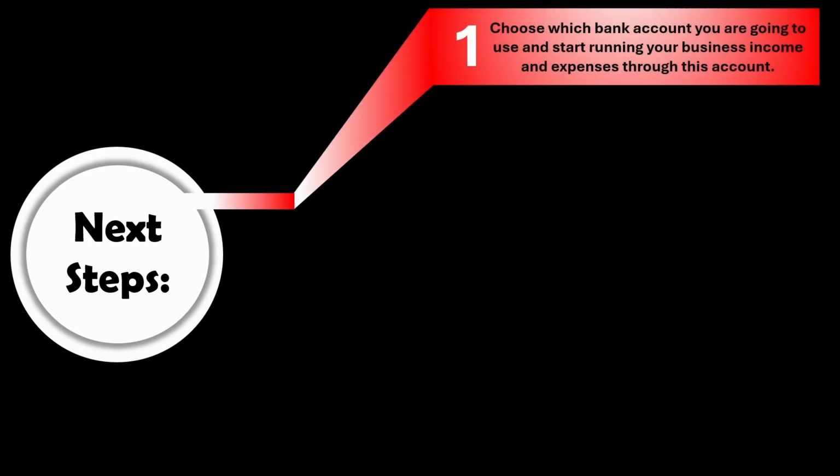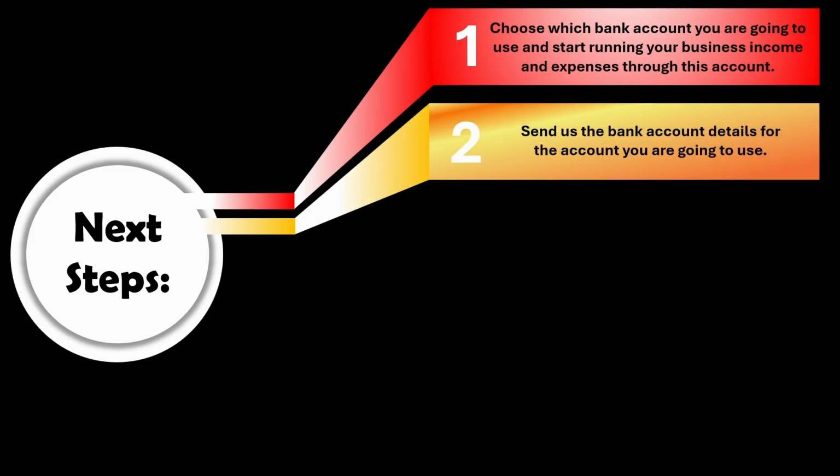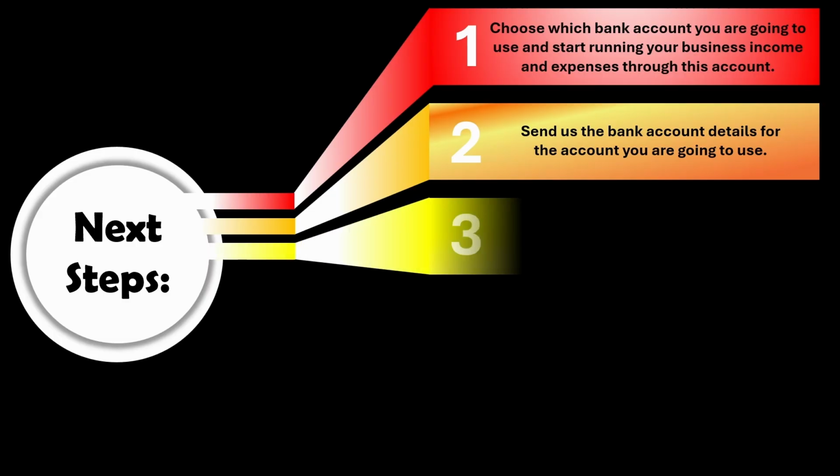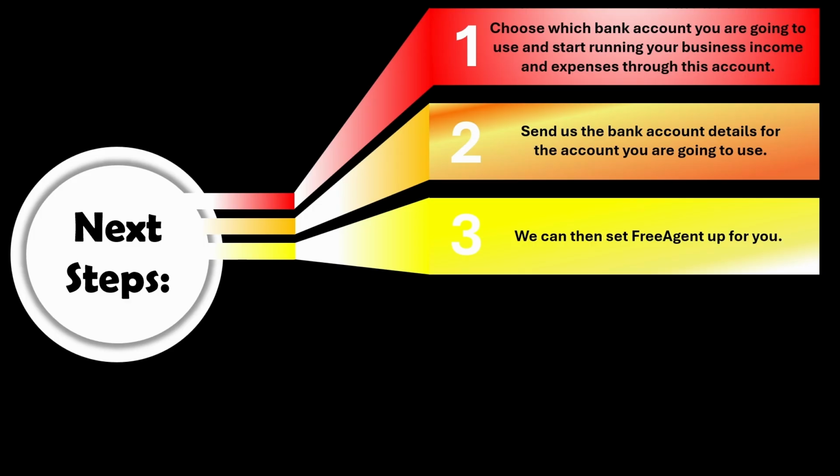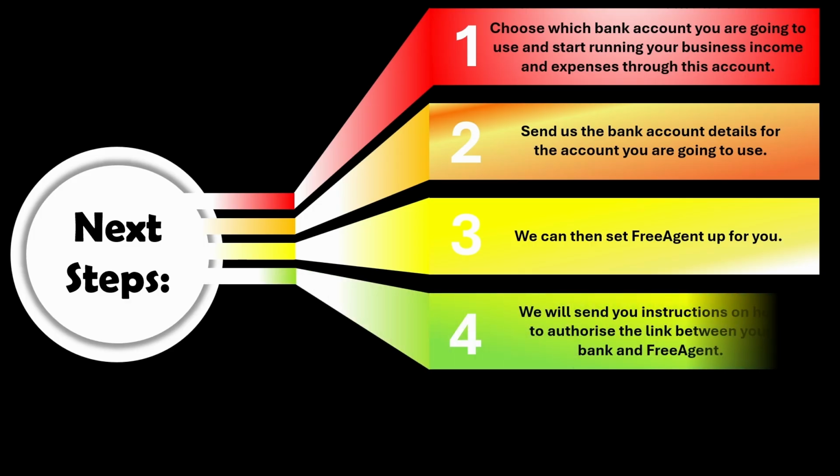To get started, here are your next steps. Choose which bank account you are going to use and start running your business income and expenses through this account. Send us the bank account details for the account you are going to use. We can then set Free Agent up for you and send you instructions on how to authorize the link between your bank and Free Agent.